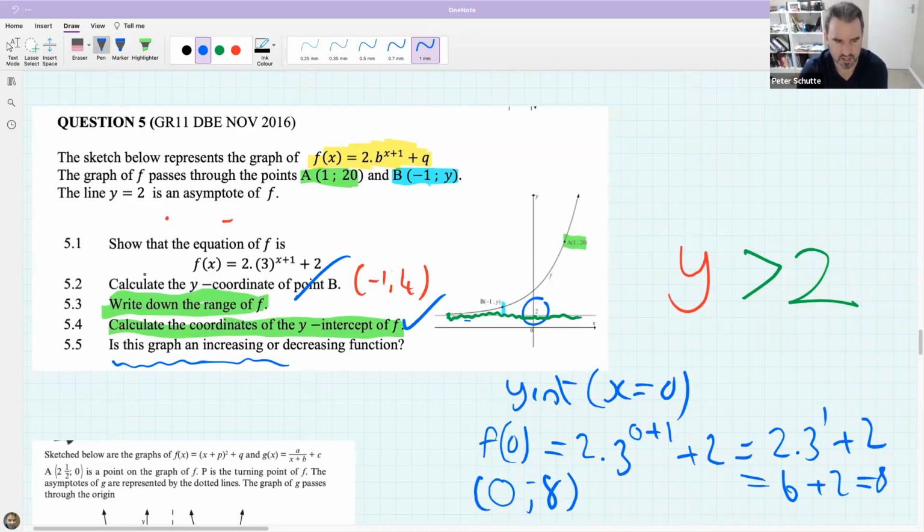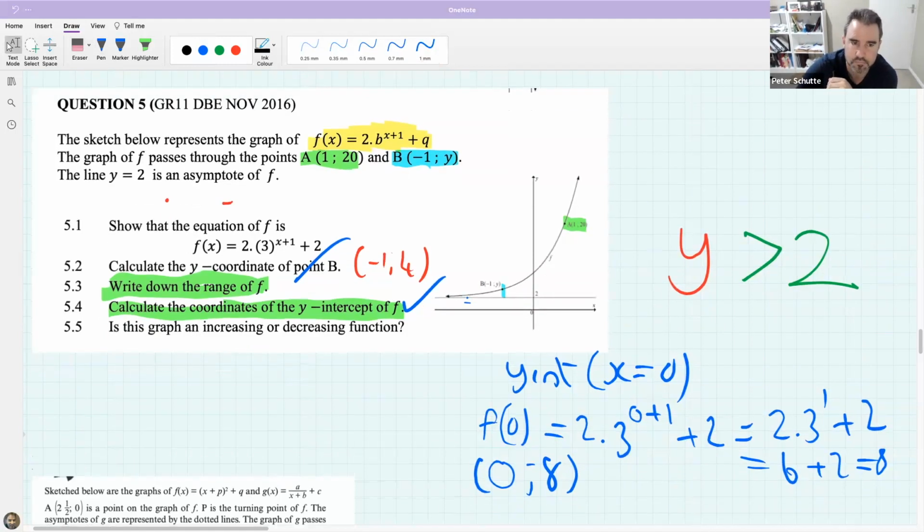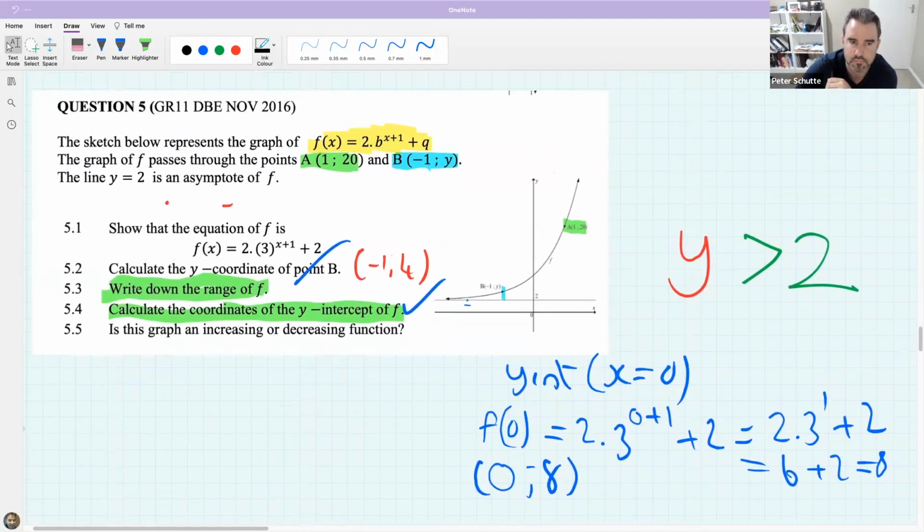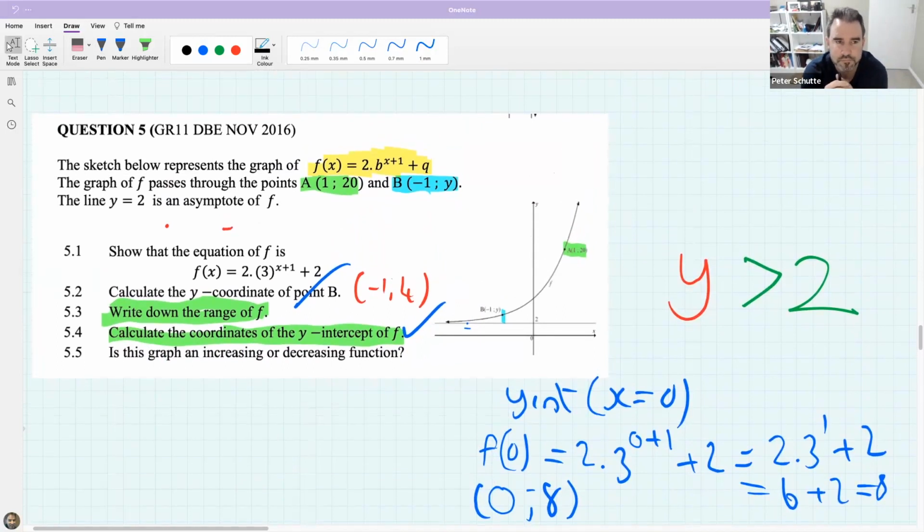Okay, last question of the day. Is the graph increasing or is it decreasing? What do I need to look at to tell whether a graph is increasing or decreasing? Is this an increasing or decreasing exponential? You do look at the shape, but what do you look at about the shape? What do you have to do?